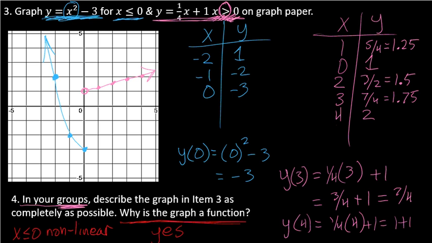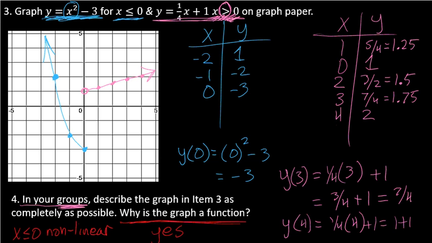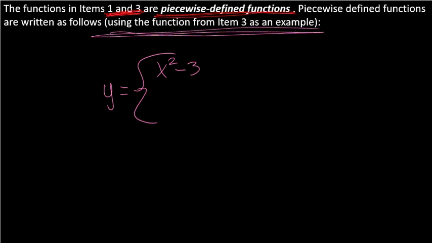So we've got y equals x squared minus 3. And that was for x less than or equal to 0. Or we say if x is less than or equal to 0. And then if x was greater than 0, we would say that it's 1/4 x plus 1.